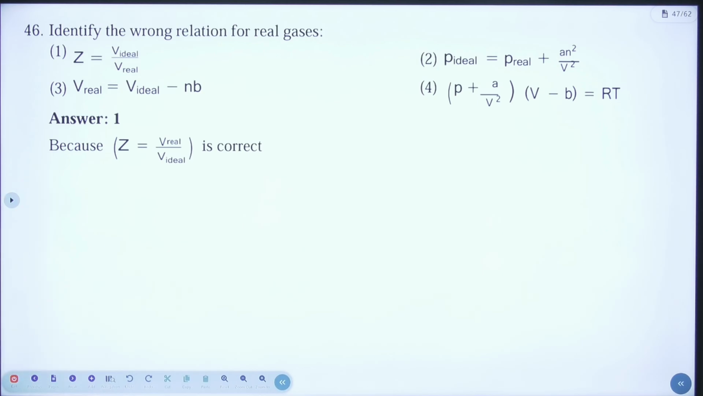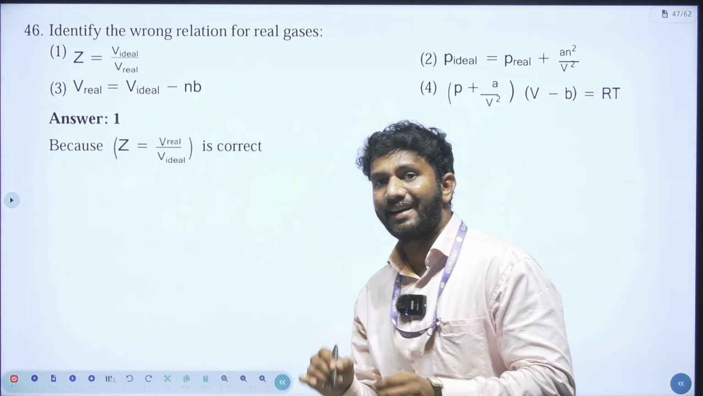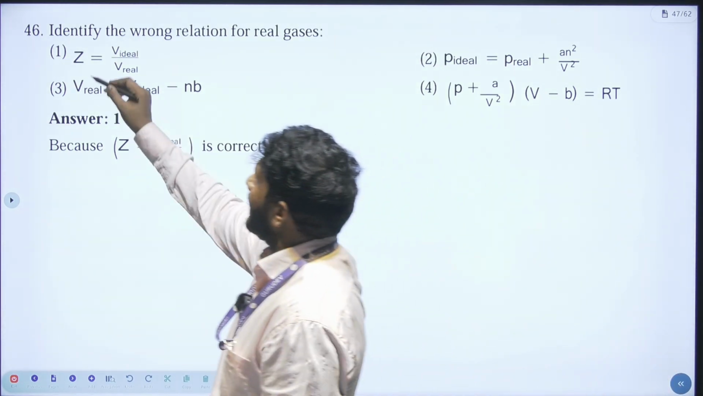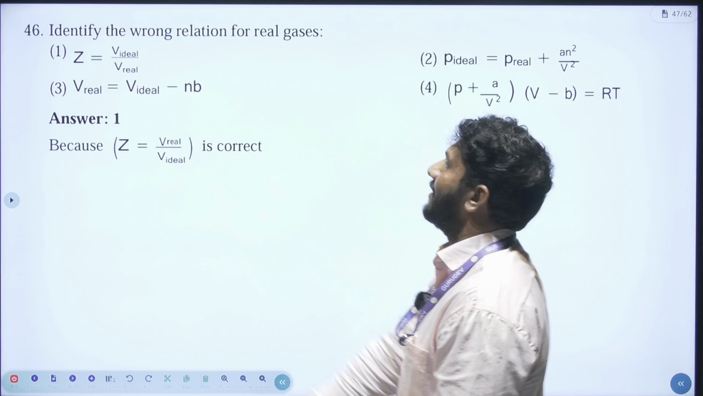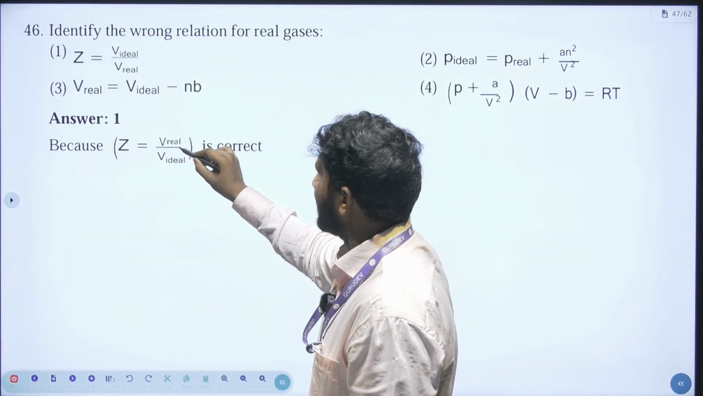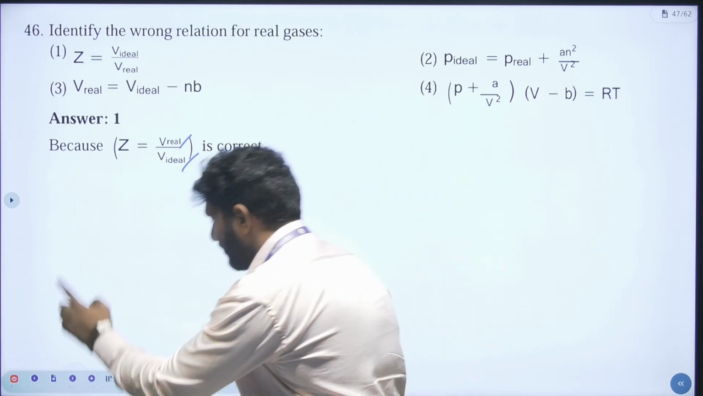Identify the wrong relation for real gases. So this question is from deleted topic, that is states of matter. So here incorrect option is this one, first one, because correct option should have been V real gas by V ideal gas. Next I will move on to another question.